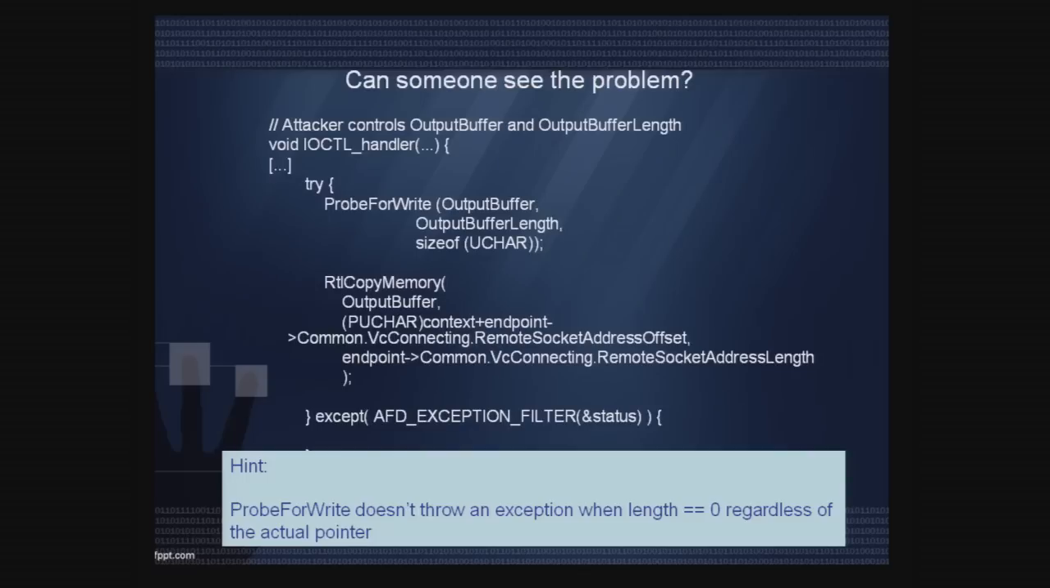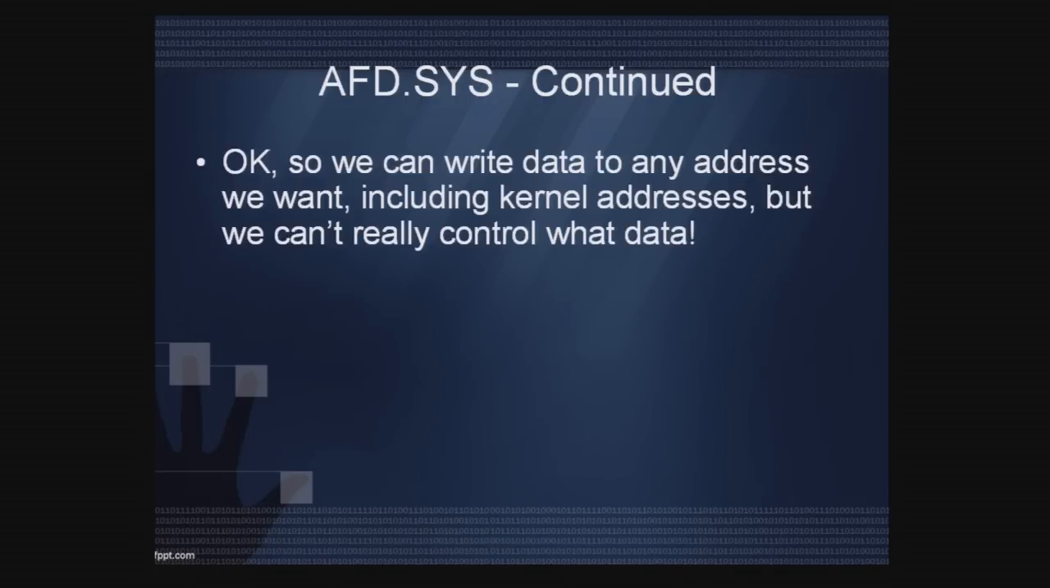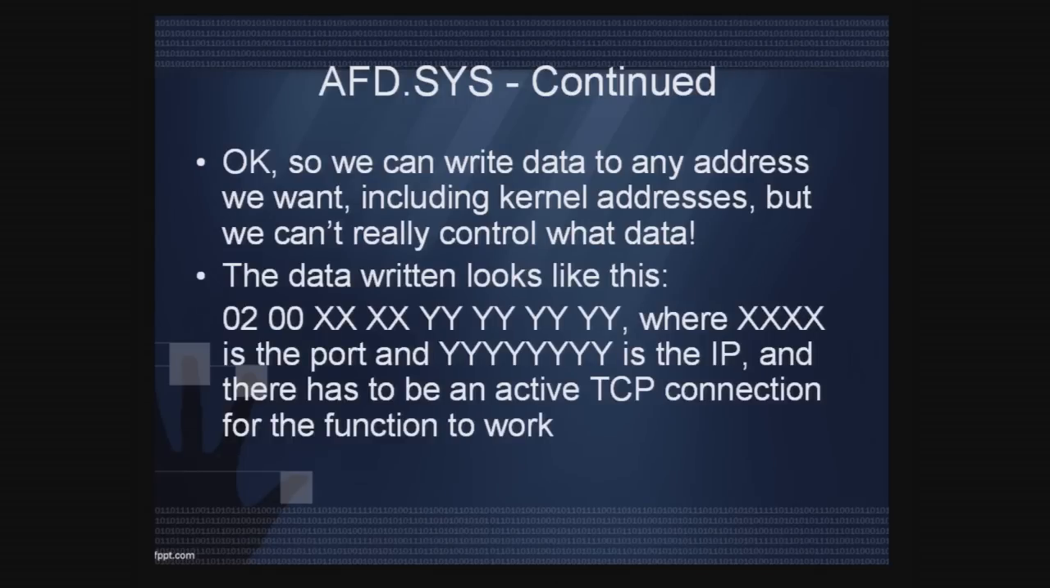It goes to the copy, and the copy then copies the remote address to any address that you like. So you can basically overwrite any address on the system, but you don't really control that data. That data is the remote address. It has to be a connection that is alive, a TCP connection that is alive. What do we do? It looks like that: address family, port, and IP. You can't really control it.